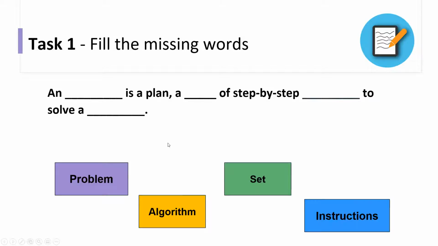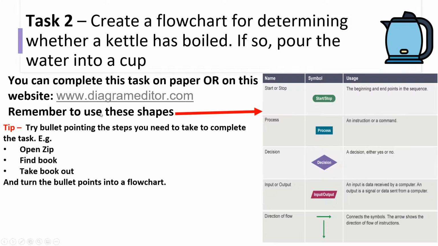Okay, here are your tasks. The first task is just to fill in the missing words. Quite simple. And this task is where we have to make our own flowchart. You can either make this flowchart on paper or on this website here.